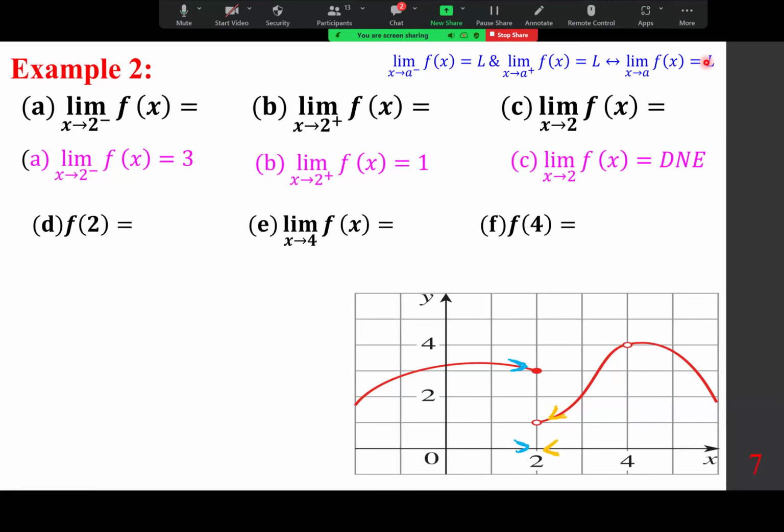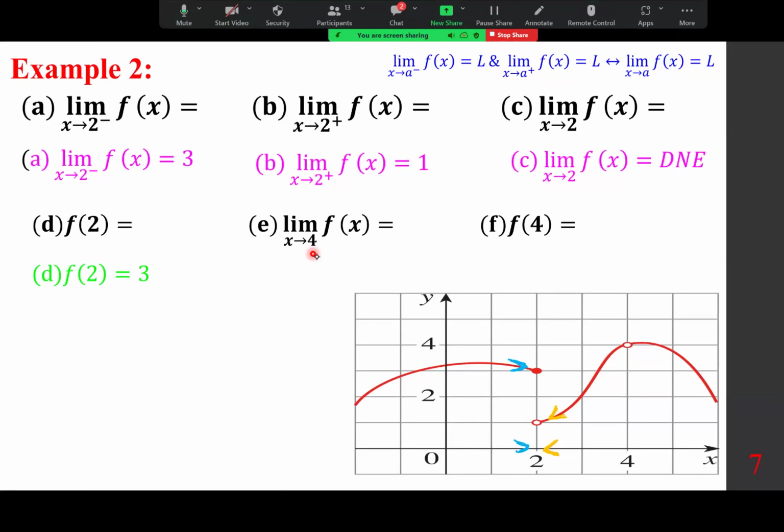Now let's look at f of 2, the limit of f of x as x approaches 4, and f of 4. It is important to distinguish between the concept of a limit and a functional value. So let's look at f of 2. Can anybody tell us what is f of 2? When we are asked to find f of 2, that means precisely at x equals 2, what's the y coordinate? Precisely at 2, look for a solid point. This point is solid and has the y coordinate 3. So f of 2 equals 3.